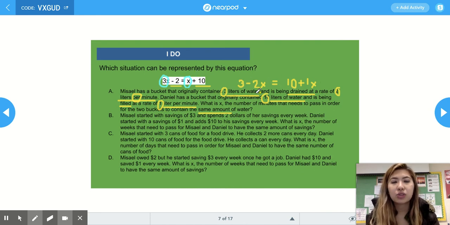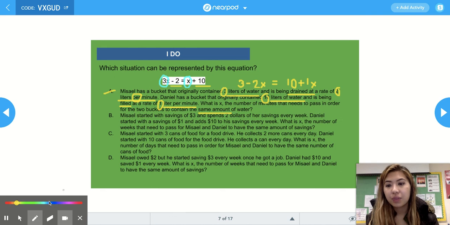From the 3 liters of water, we could have already figured out that answer choice A was not the correct situation for this equation, but I also just wrote out what the appropriate equation would be.